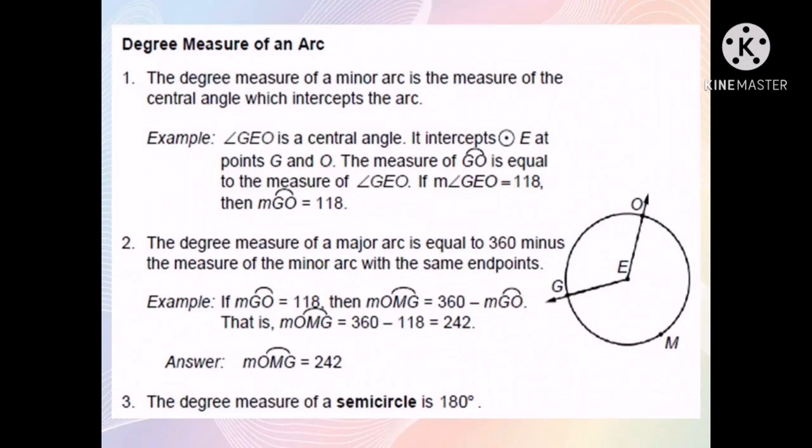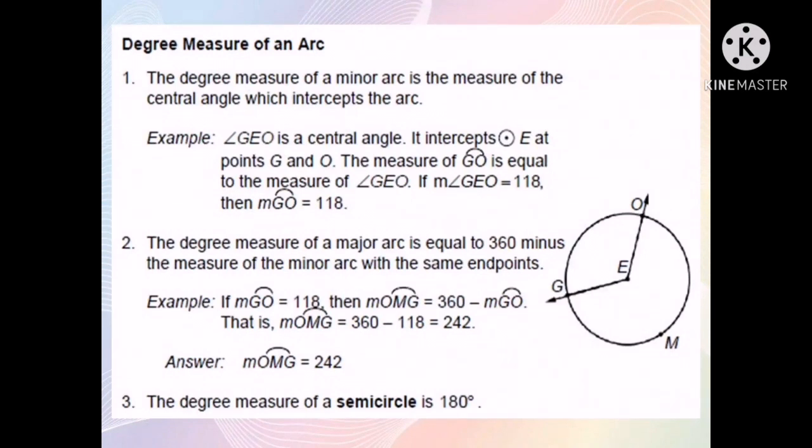Number 2. The degree measure of a major arc is equal to 360 minus the measure of the minor arc with the same endpoints. Example, if the measure of arc GO is equal to 118, then the measure of arc OMG is equal to 360 minus the measure of arc GO. That is, the measure of arc OMG is equal to 360 minus 118, which is equal to 242. So therefore, the measure of arc OMG is equal to 242. Number 3.